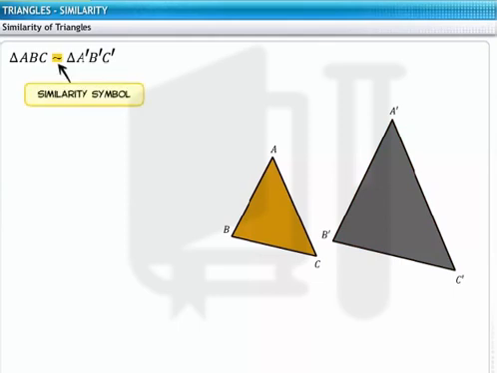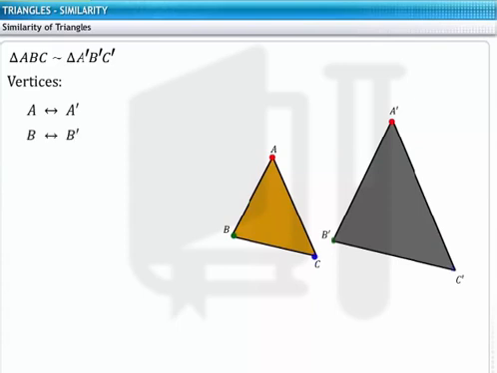Mathematically, similarity is represented as shown. Here, vertex A corresponds to vertex A', vertex B corresponds to vertex B', and vertex C corresponds to vertex C'. Symbolically, these correspondences are represented as A to A', B to B', and C to C'.